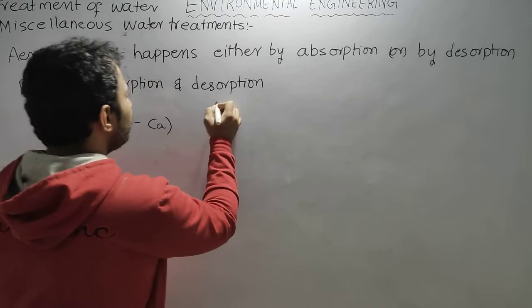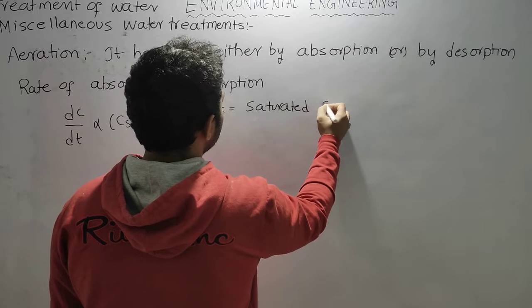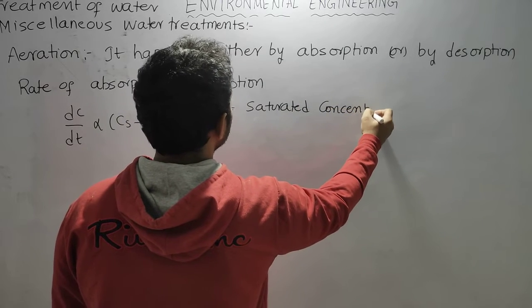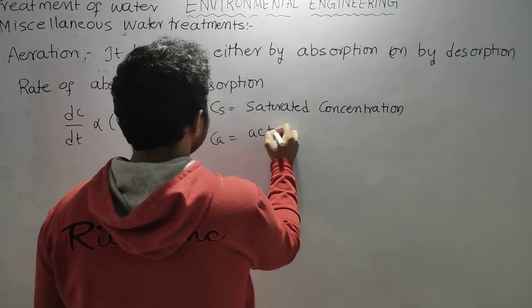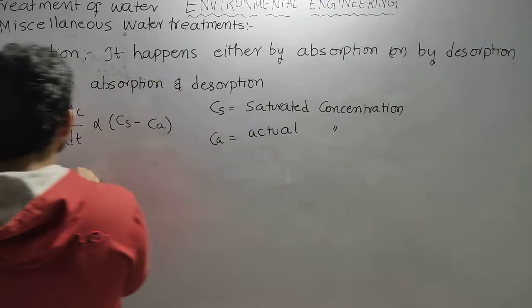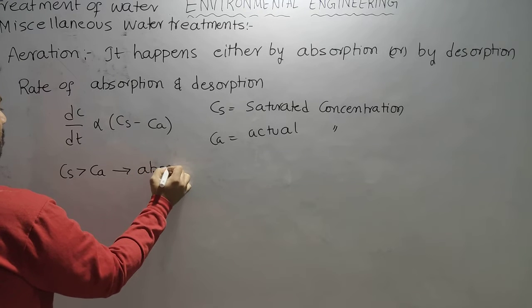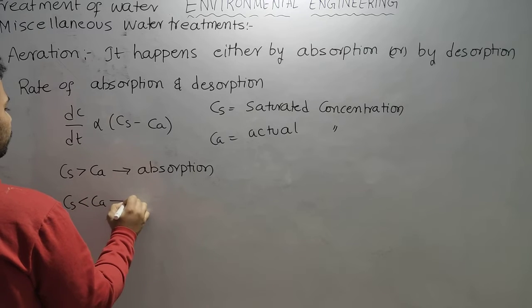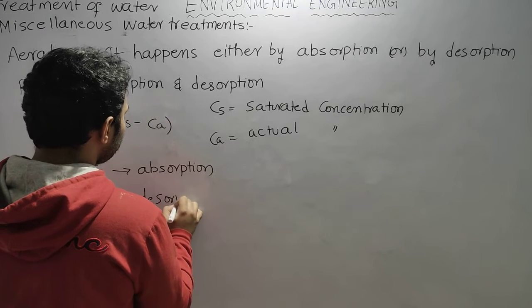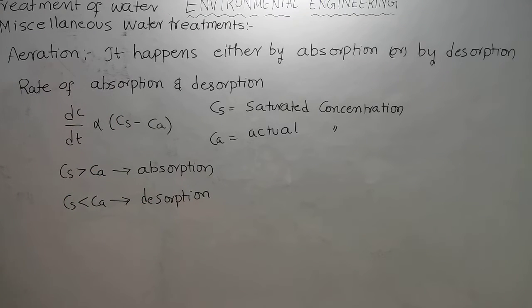Cs is the saturated concentration and Ca is the actual concentration. So when Cs is greater than Ca, absorption takes place, and when Cs is less than Ca, desorption takes place.